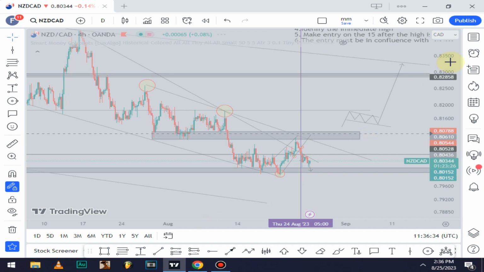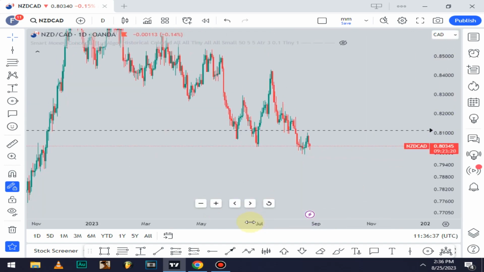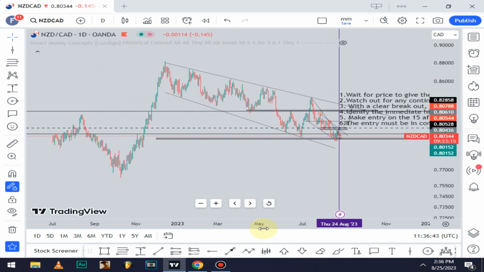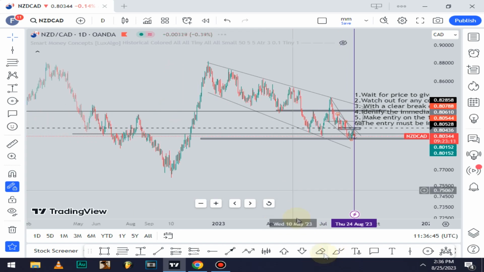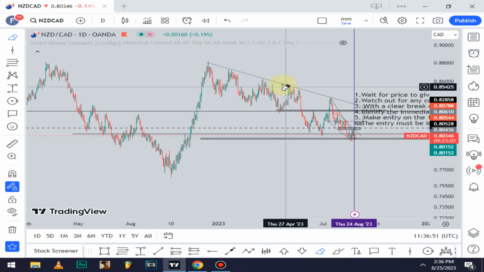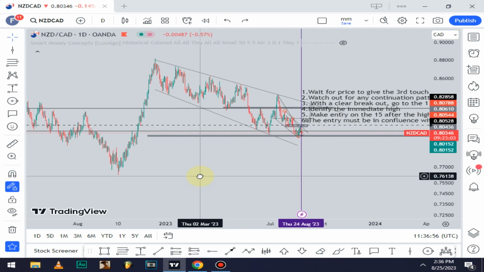So this was NZD/CAD, my trade from yesterday. I'll start everything afresh. As you can see over here, let me just delete everything. This is the trend line, of course, or rather, let me just do the explanation. So here we go.